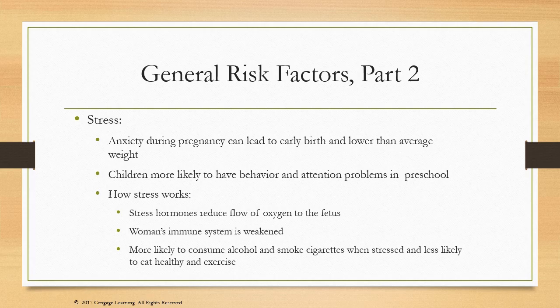So how does stress work? Stress hormones reduce flow of oxygen to the fetus. The decreased flow of oxygen to the fetus is not good. The fetus needs blood, needs oxygen to breathe, to develop all those specializations of cells. Stress causes the woman's immune system to weaken, so they're more likely to get sick and pass those illnesses possibly to the baby. And they're more likely to consume alcohol and smoke cigarettes when stressed, and less likely to eat healthy and exercise. So because they're stressed, it can influence other behaviors.